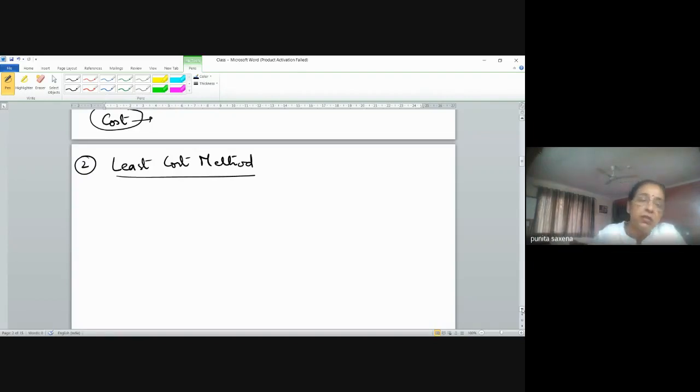So in the least cost method, what we do is, step number one would be to select the cell with the minimum cost.